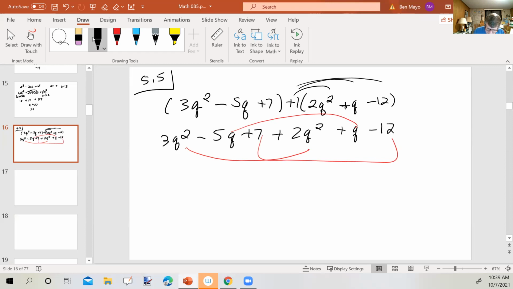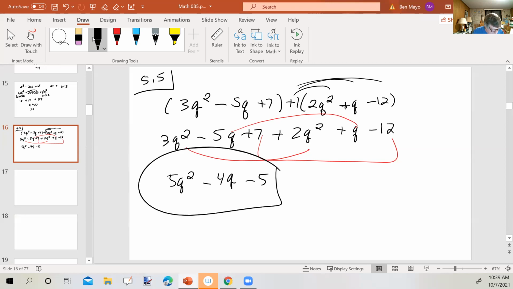3q squared plus 2q squared is 5q squared. Minus 5q plus q is minus 4q. And plus 7 minus 12 is minus 5. So there's our final answer. Any questions about that particular problem?